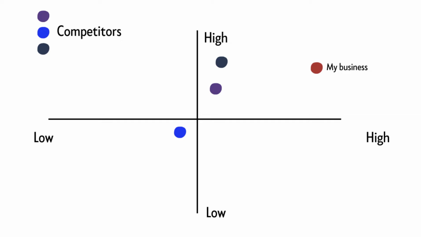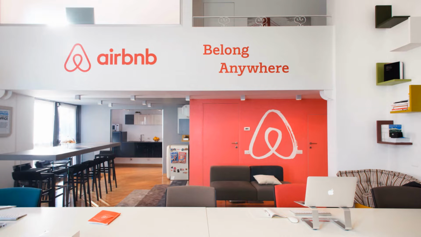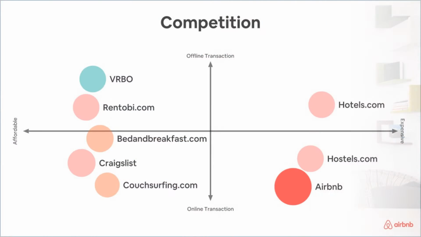The most common way of graphically displaying your business versus the competition is in an XY axis. In the video on pitch decks, I used the example of Airbnb's pitch deck and how they got funding for their small business when they started up. If you look at Airbnb, here's a picture of it. What they were comparing themselves to was other companies on two dimensions. The first one was how affordable versus expensive, cost or price. And the other one was whether the competitors did offline or online transactions.